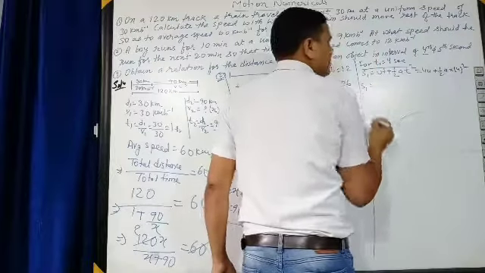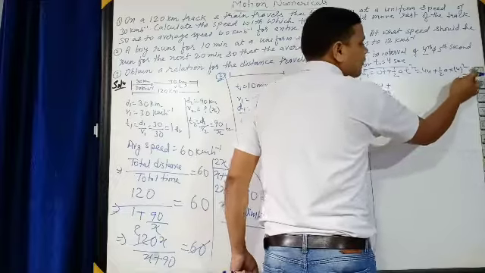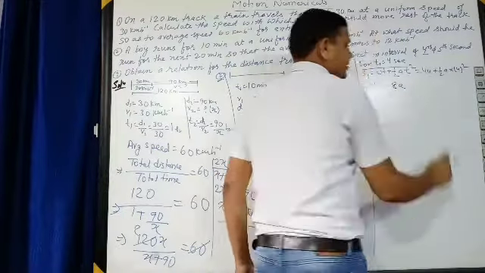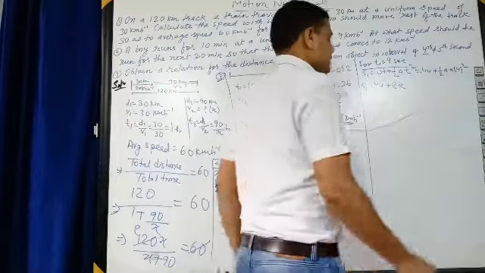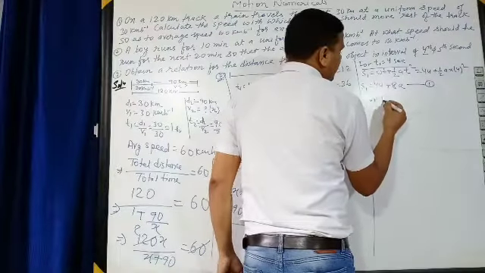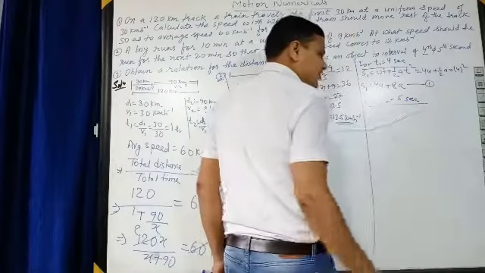So what will we get for S1? We will get 4u plus 4 square is 16, 16 divided by 2, 8. So we will get 8a. It is equation 1. Now for the second, T2, that is 5 seconds.